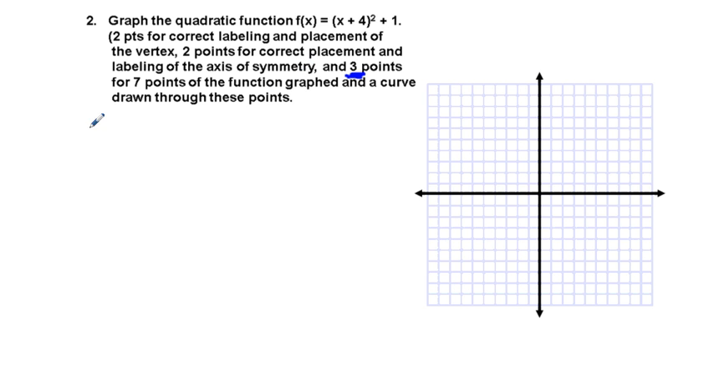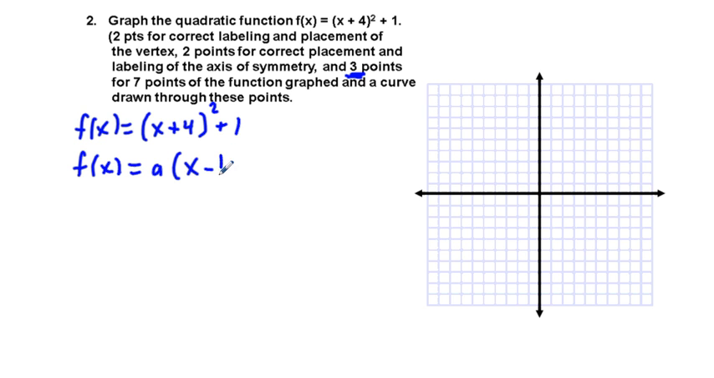So what we have is an equation in vertex form, quantity x plus 4 squared plus 1. The standard vertex form is a on the outside times quantity x minus h squared plus k. And the vertex of a function in vertex form is the coordinate pair h, comma, k.